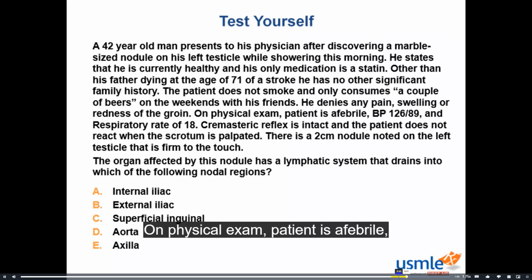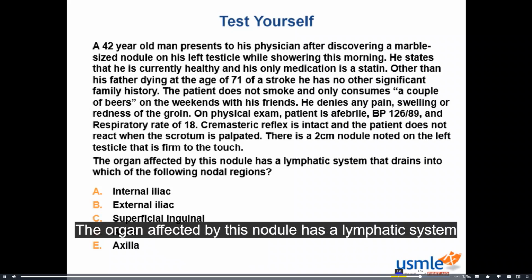On physical exam, patient is afebrile, BP is 126/89, and respiratory rate is 18. Cremasteric reflex is intact and the patient does not react when the scrotum is palpated. There is a 2-centimeter nodule noted on the left testicle that is firm to the touch. The organ affected by this nodule has a lymphatic system that drains into which of the following nodal regions?